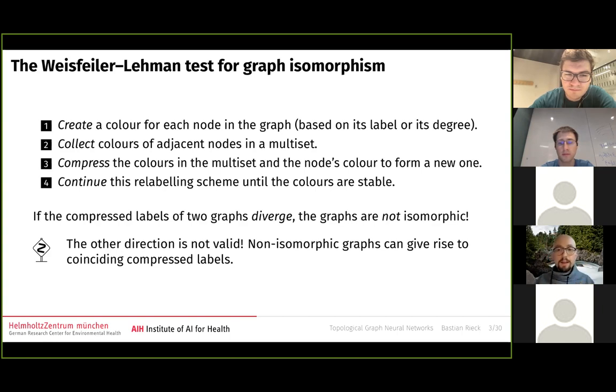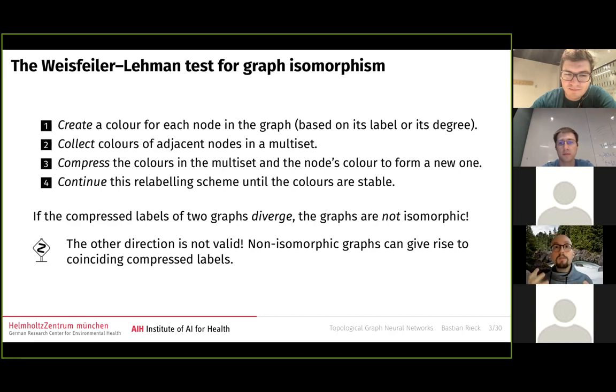Fundamentally, and on a very high level here, the WL test is based on a very simple iterative scheme by which you start by creating a color for each node in the graph. This color could, for instance, be based on its label or its degree or some other kind of property that you have in mind. You then collect the colors of adjacent nodes in a multiset. You compress the colors in the multiset together with the node's color to form a new color. And you continue this relabeling scheme until the color sequence is stable, so until there are no changes anymore, until it has reached convergence. Now, this compression is, of course, some kind of rudimentary hashing scheme.